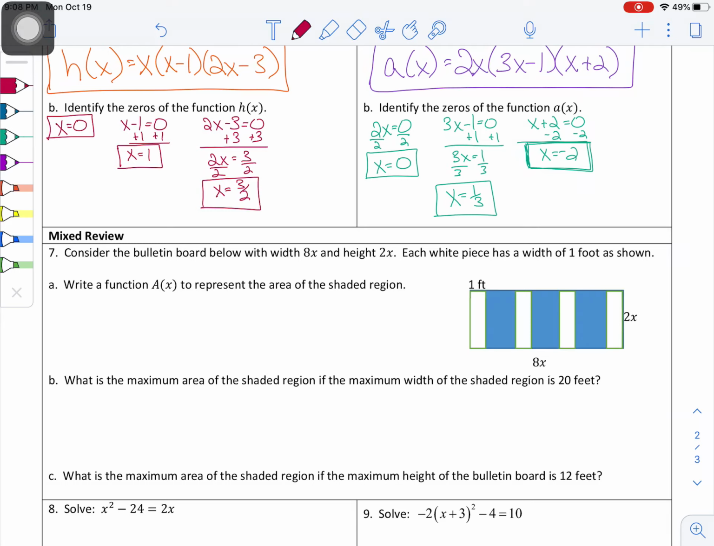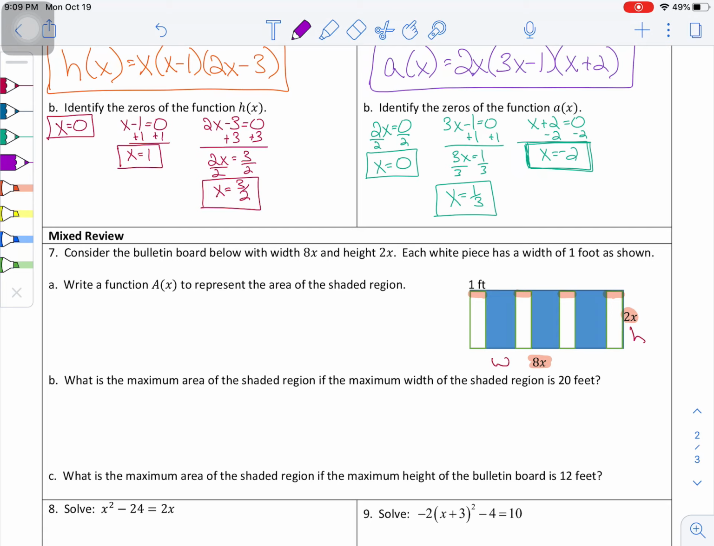I'm going to go through the 3 mixed review questions that are on the end of the dilating functions worksheets. So problem number 7, we have a bulletin board problem. It has a width of 8x, and actually I'm going to mark that as W for width, and a height, so I'm going to mark this as H for height, of 2x. Each white piece has a width of 1 foot as shown. So 1 foot, 1 foot, 1 foot. Write a function to represent the area of the shaded region.